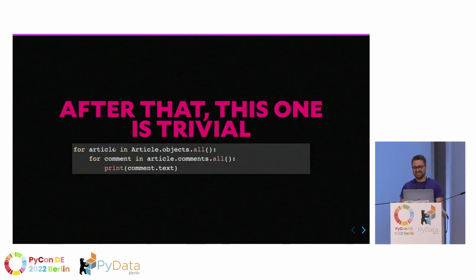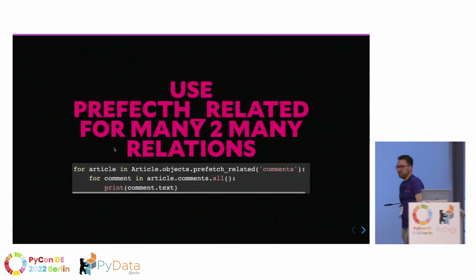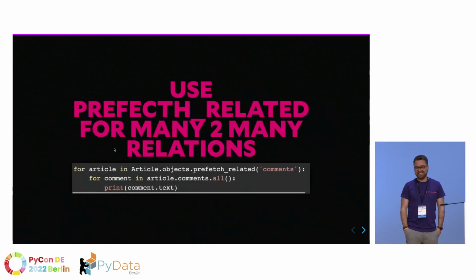So then, if we have that, this one is trivial. Right now, you receive 1 plus how many articles requests, plus how many comments requests, queries in the database. Exactly. But if you want, after that, to tell us about prefetch_related, probably you are wrong. But I don't know. I will, but tell me why I'm wrong. So what's your take on prefetch_related?